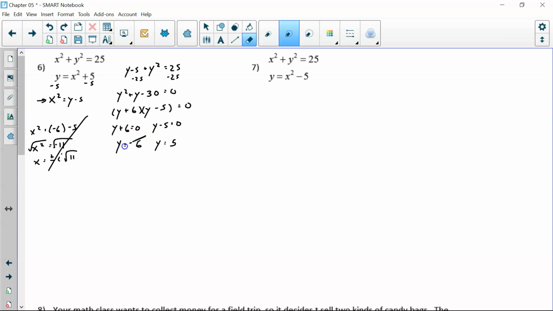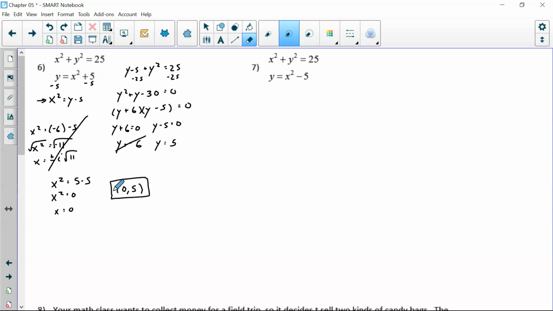So we're not going to worry about negative 6, because it gives us an imaginary solution, a solution not on our coordinate plane, but on our imaginary plane. And now when y is 5, x squared equals 5 minus 5. X squared equals 0, so x equals 0. So our only solution is (0, 5). If you were to graph this, you would see that the graphs only intersect at one point, because the other point of intersection is not on the real coordinate plane, but the imaginary plane.